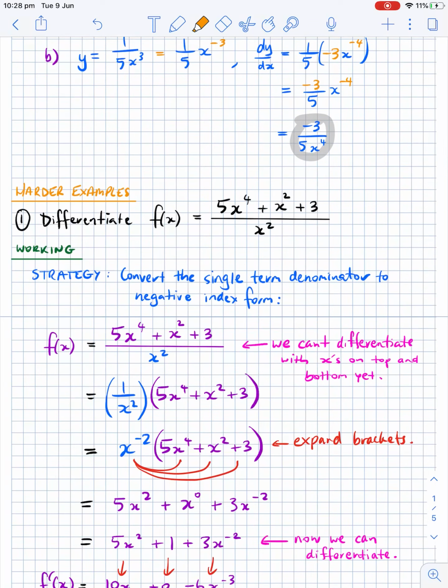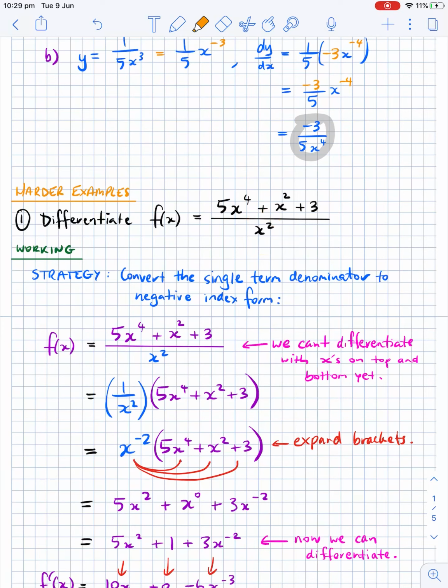Okay, let's do some harder examples. So differentiate this. Again, we can see here that we've got our x as a single term down the bottom of this fraction. So we can apply a few ways to find the derivative of this sort of function. So the strategy is to convert the single term denominator to its negative index form.